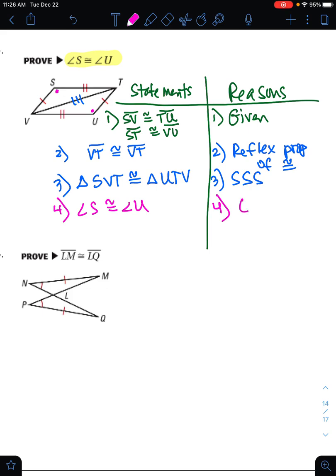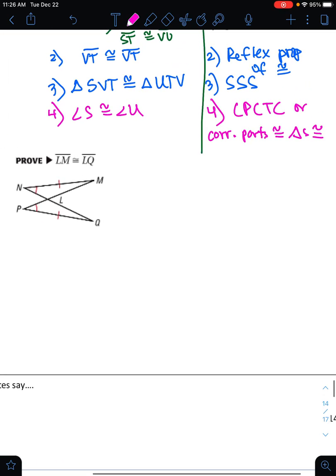And so you can use the acronym CPCTC, or if you want to just write a short phrase, you can abbreviate. So we could write corresponding parts of congruent triangles are congruent. Okay, you could write it out like that. And that might make more sense to you than some random acronym that in a month from now you're not going to remember what it means. All right, so this is what a proof would look like if we were showing angles or sides are equal. All right, let's do one more.